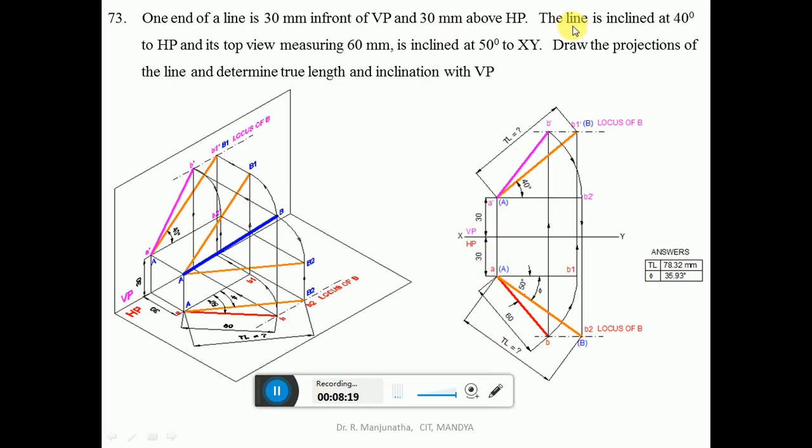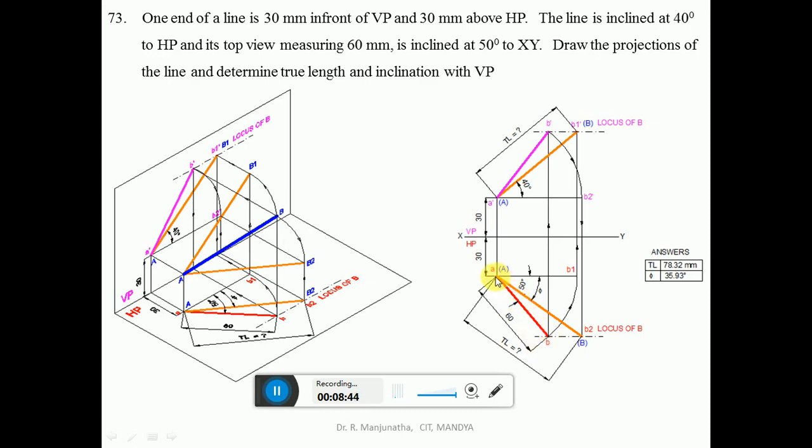Then he says the top view, measuring 60 mm, is inclined at 50 degrees to the XY line. By using the protractor, you measure an angle of 50 degrees with respect to the horizontal or XY line, and then draw an inclined line here. Then by using the compass, you measure the distance of 60 mm and cut an arc on this 50 degree line. You get this point small b.